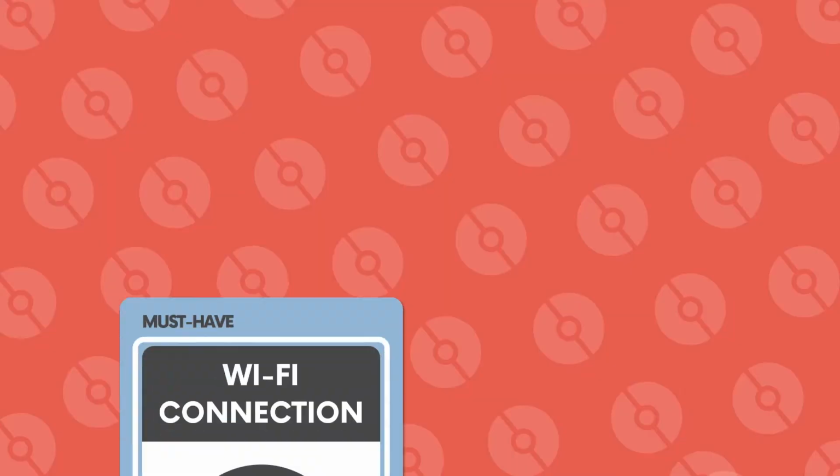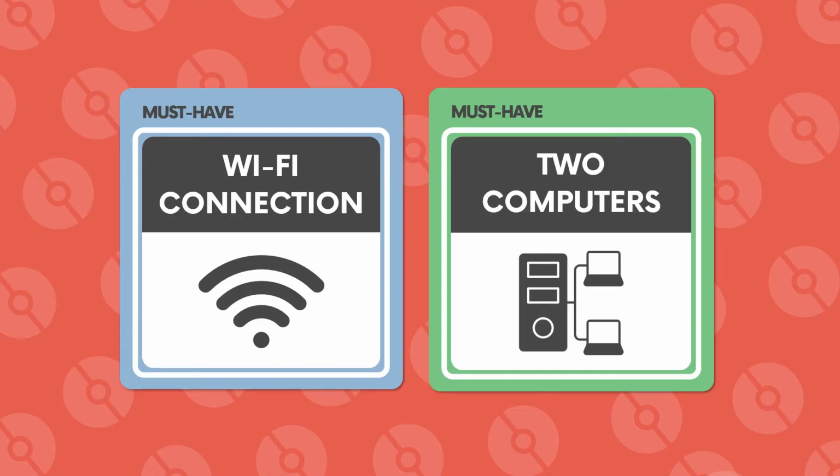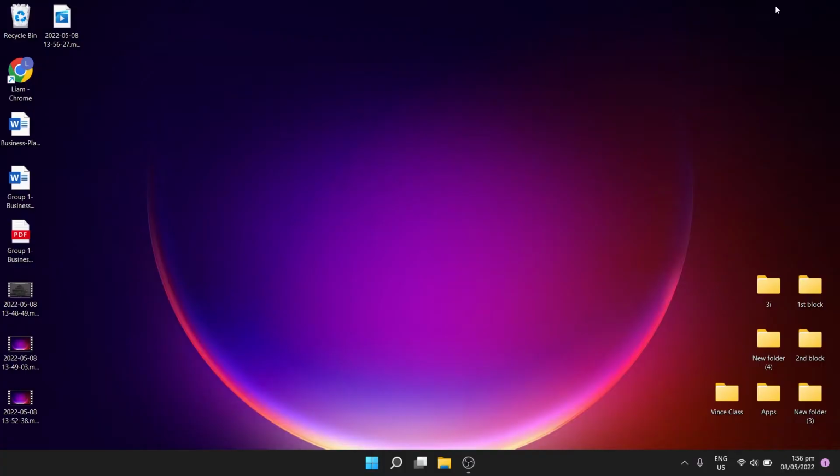After turning off the firewall, we need to ensure that we have Wi-Fi connection and 2 computers. If you're ready, then let's get started. Step 1. Connect the computer to the Wi-Fi.